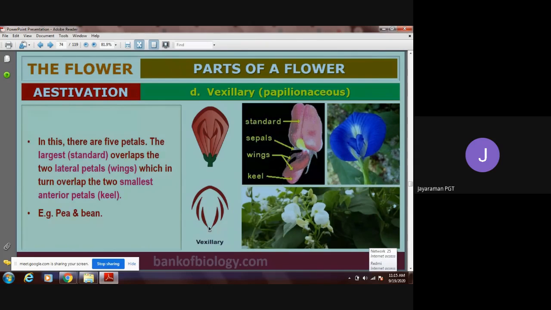The keel petal is completely in, and that is overlapped by the other petals, the wing petals, and overall it is covered by the standard petal. This is a special type of arrangement of petals, known as vexillary. Vexillary means a butterfly-like petal arrangement. Bean and pea varieties, the legume plants, have this type.